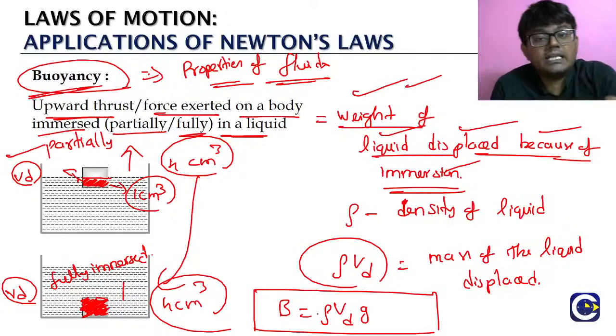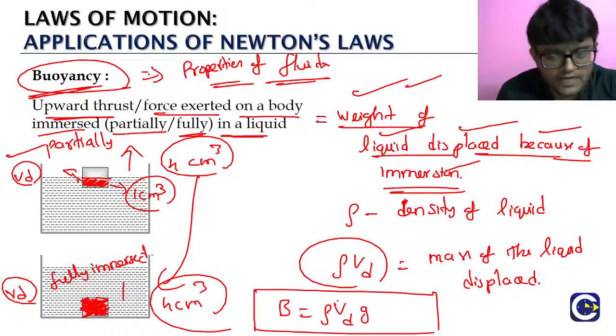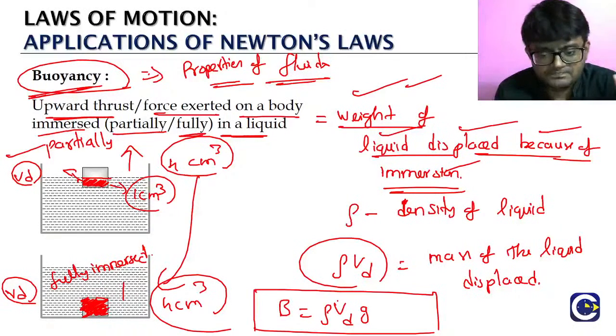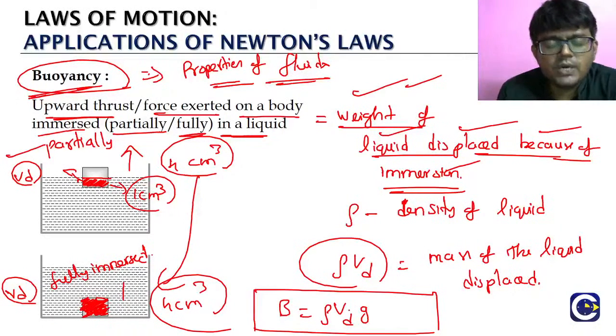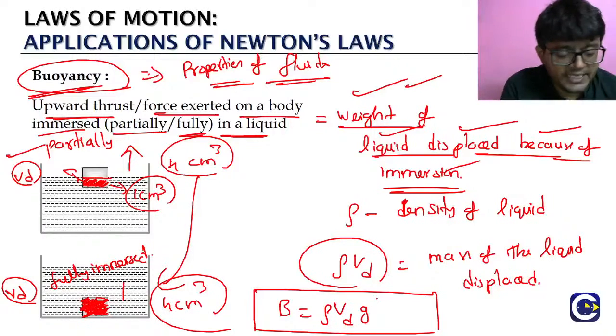That's all. Here rho is the density of the liquid. Vd is the volume of the liquid displaced. It is also nothing but the volume of the object immersed. So rho into Vd into g is the value of buoyancy. Okay? So we will stop here for today.